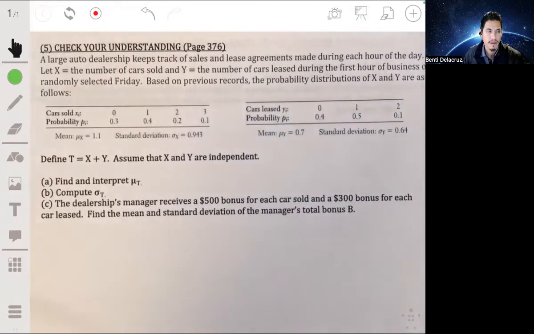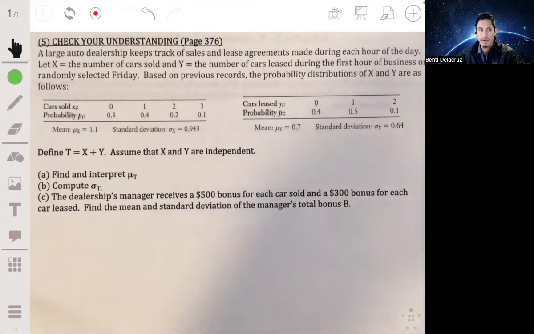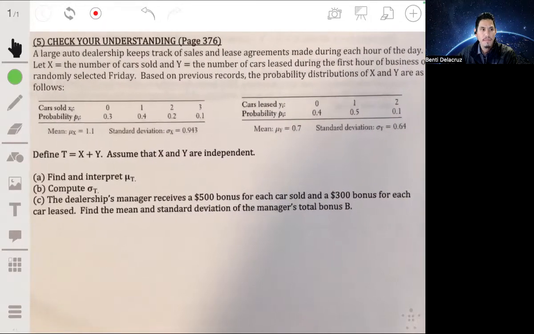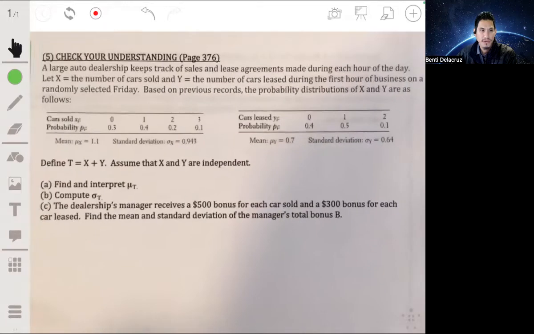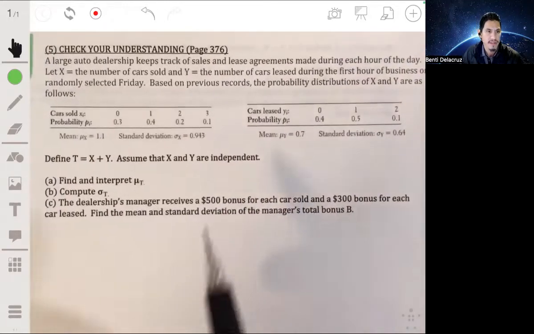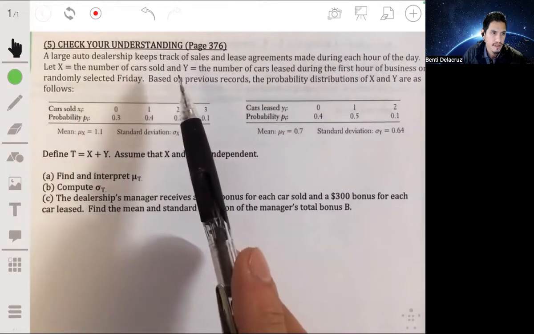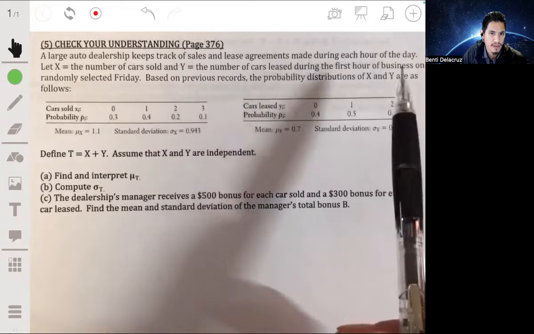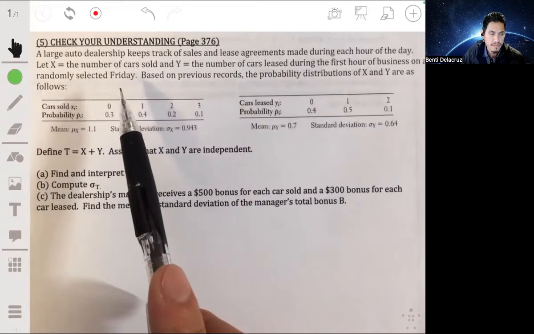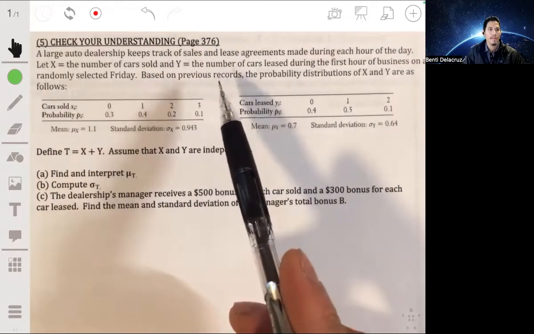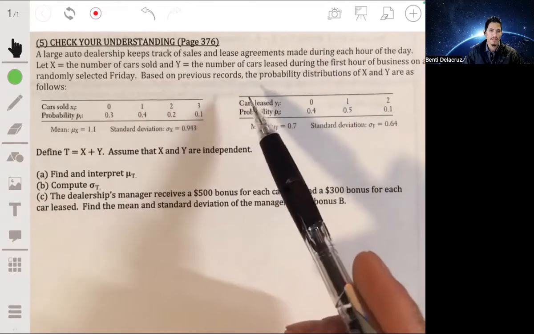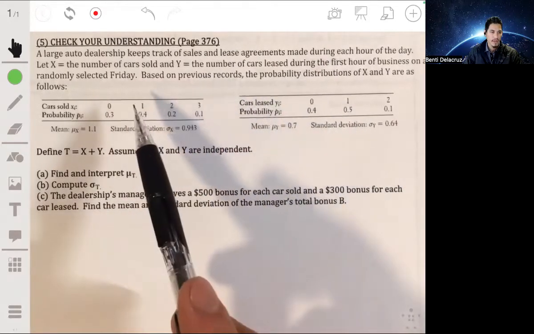Okay, so here we have a dealership that keeps track of sales and lease agreements made during each hour of the day. X is the number of cars sold, and Y is the number of cars leased during the first hour of business on a randomly selected Friday. Based on the records, these are the probability distributions of X and Y.